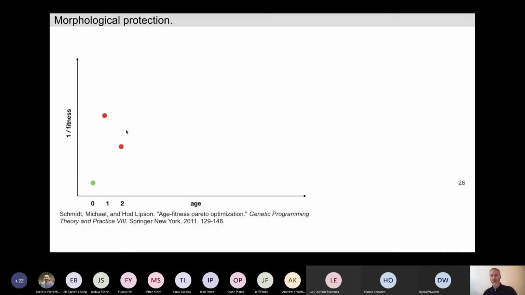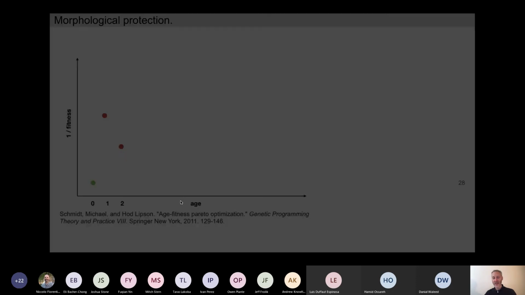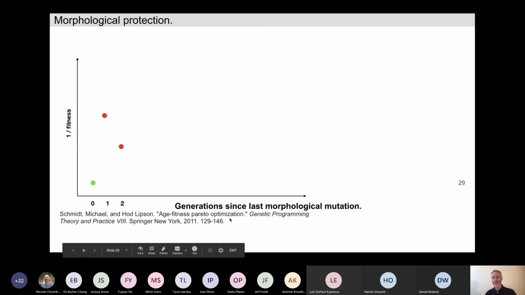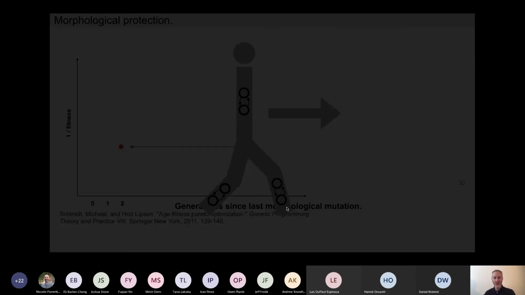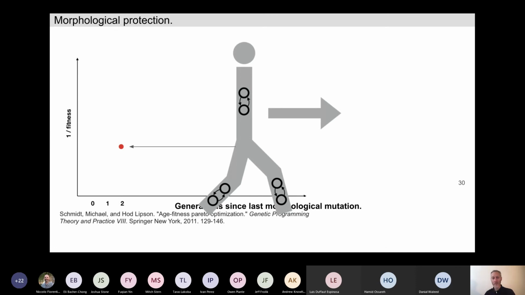Okay, this is a well-known evolutionary algorithm known as AFPO. Nick's morphological protection algorithm does the same thing, but it replaces this objective of age with a new objective, which is the number of generations since the robot suffered a morphological mutation. So it's a bit of a mouthful. So let me walk you through this idea.